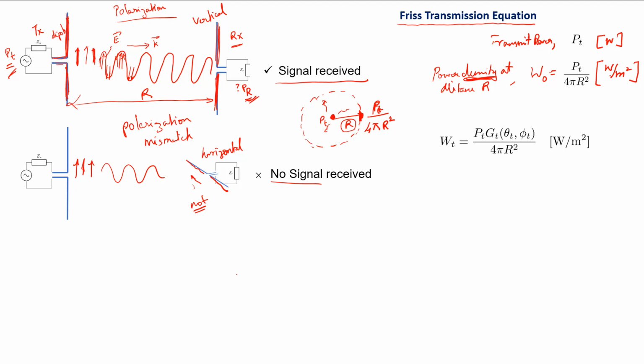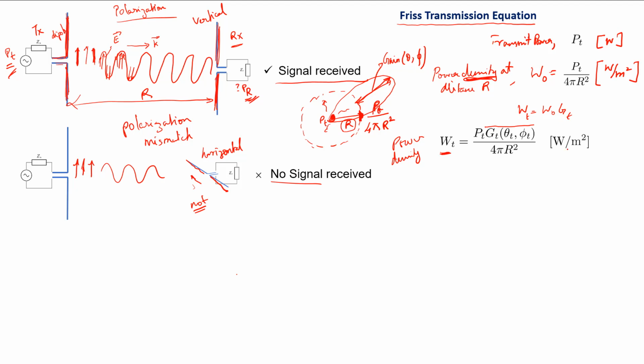Now if this antenna, instead of being isotropic, had been a directive antenna with a certain gain in a particular direction theta comma phi, then the power density for a directional antenna as a transmitter is going to be PT times the gain G in that particular direction, over 4 pi R square. Unlike the isotropic case, it's going to be W naught times G. The WT for the transmitter is going to be whatever the gain of the transmitter is, GT in this case.